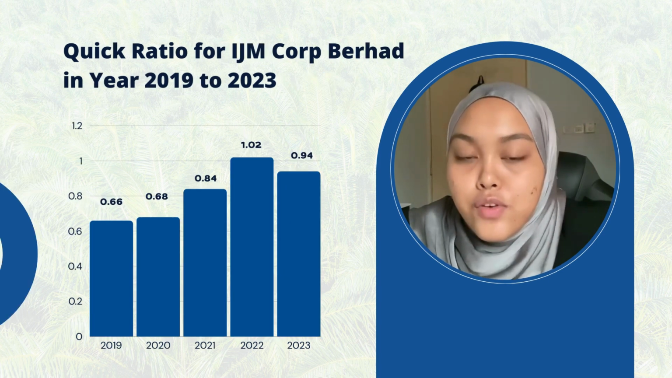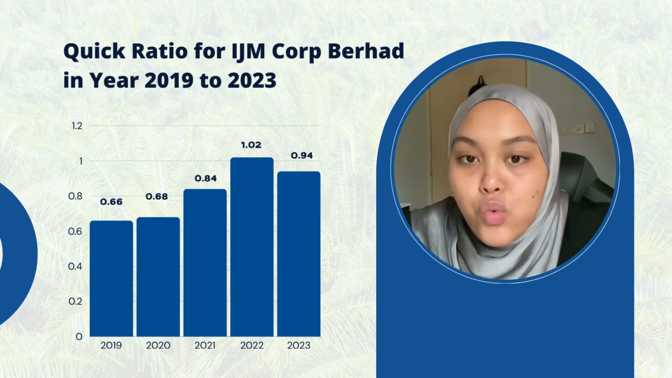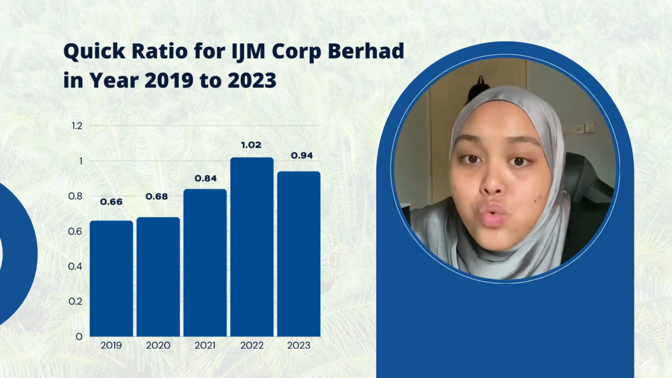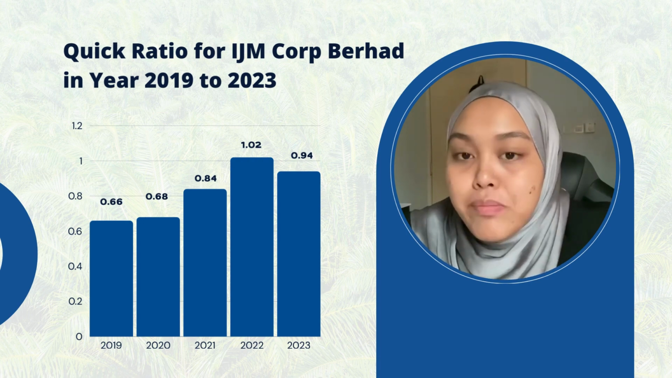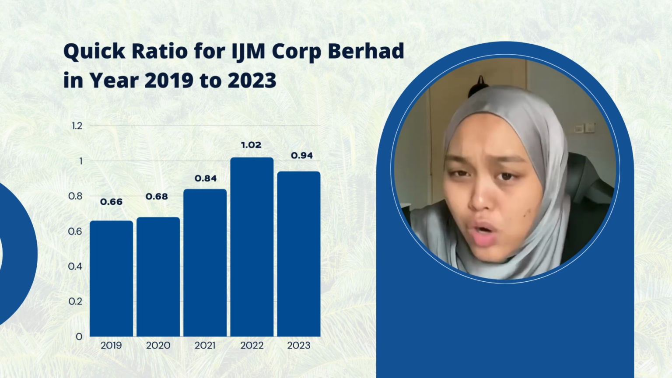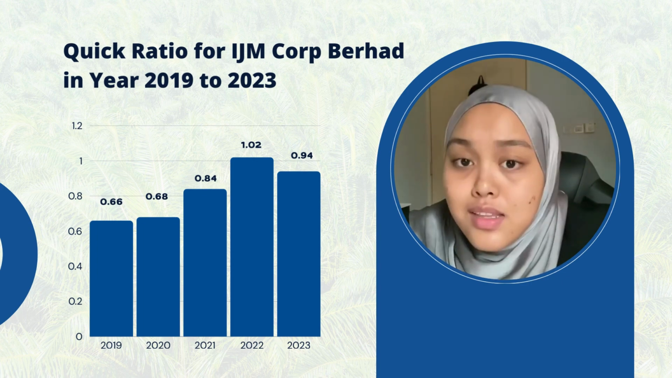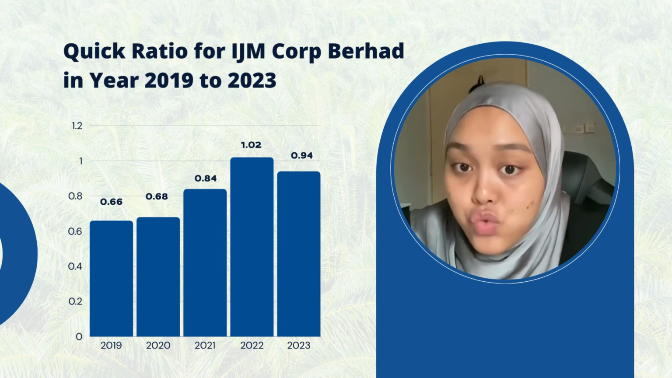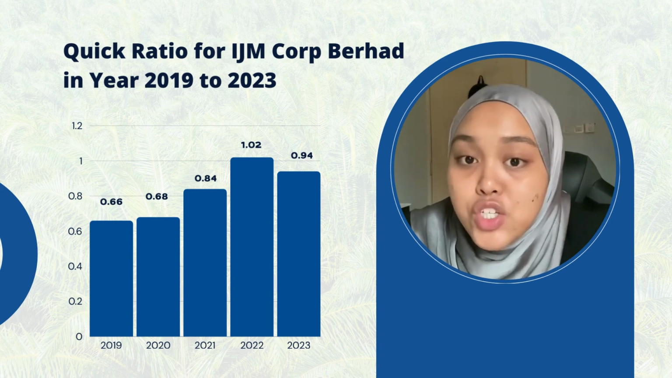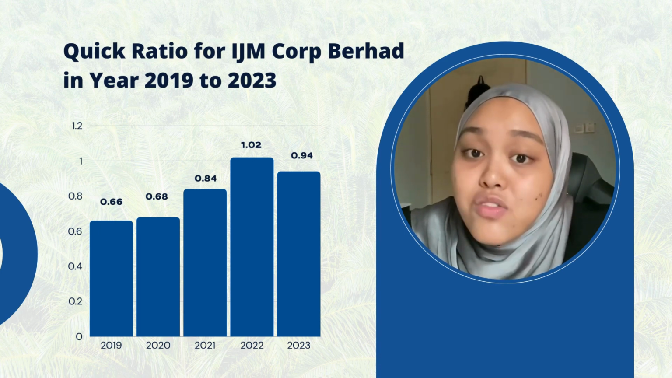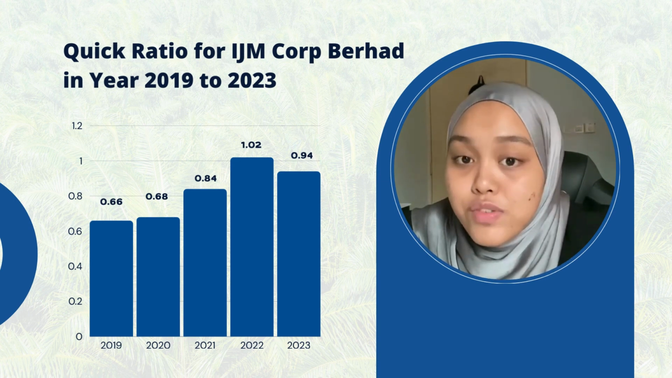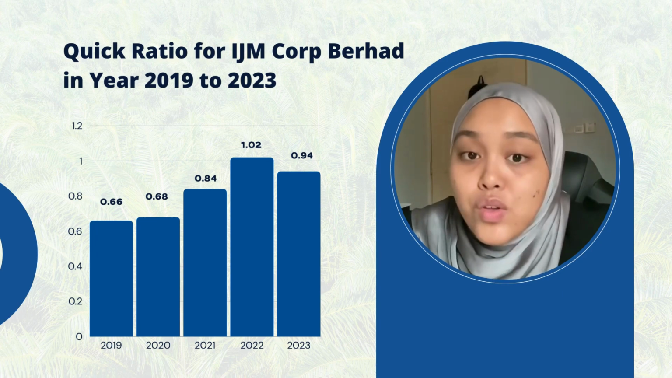financial health. For the quick ratio of IJM Corp Berhad, the quick ratio for IJM Berhad in 2019 to 2021 was gradually improving. In 2022, the company improved its liquidity to 1.02, and the ratio slightly dropped to 0.94 in 2023. So it's good that IJM Berhad's quick ratio has been improving over time, reflecting its effort to enhance its liquidity position.